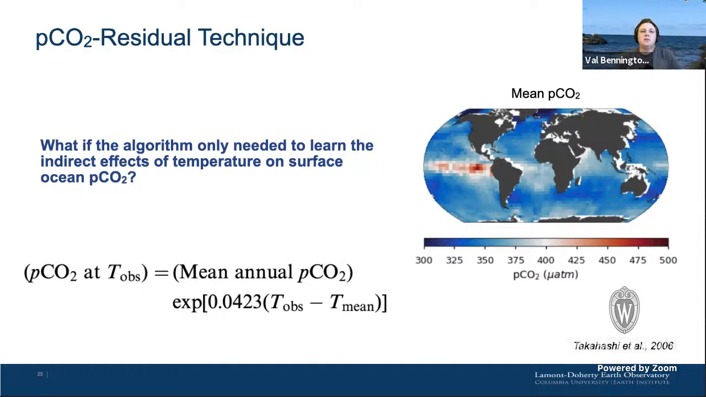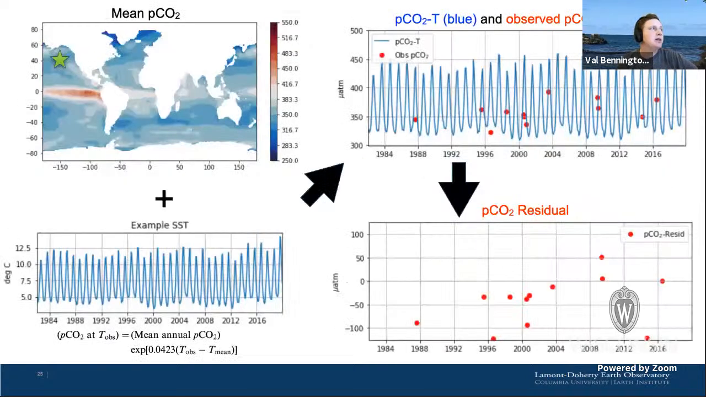Because we know what the temperature effect is. That's well quantified. We can quantify it everywhere. We have a good understanding of the long-term mean of PCO2 at all locations from a lot of different data products. But how it varies in time is the big question. So what we do in this technique is, instead of reconstructing the PCO2, we reconstruct the difference between the temperature-driven PCO2 and the observed PCO2. So I'm gonna walk through this a little bit.